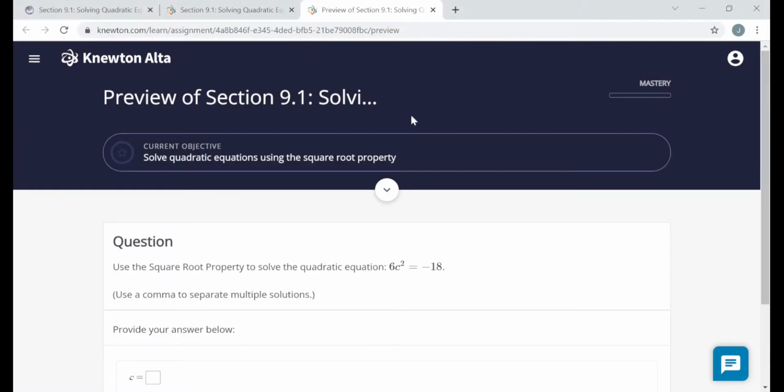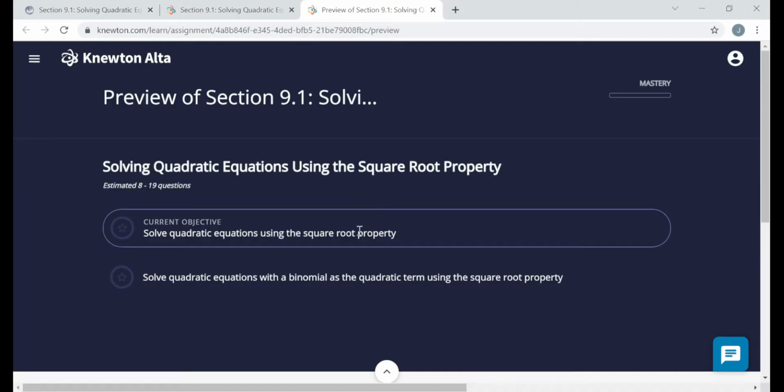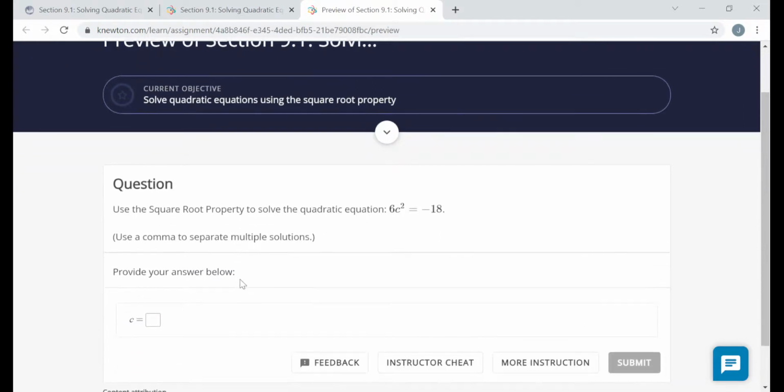Alright, so here's the assignment page. You won't be seeing the words "preview of"; that's just for me. You'll just see the title of the assignment, and then you have your mastery bar telling you how far along you've gotten. Your objectives: it looks like there are two objectives in this particular assignment. And then beneath each objective, the current objective, you have questions.